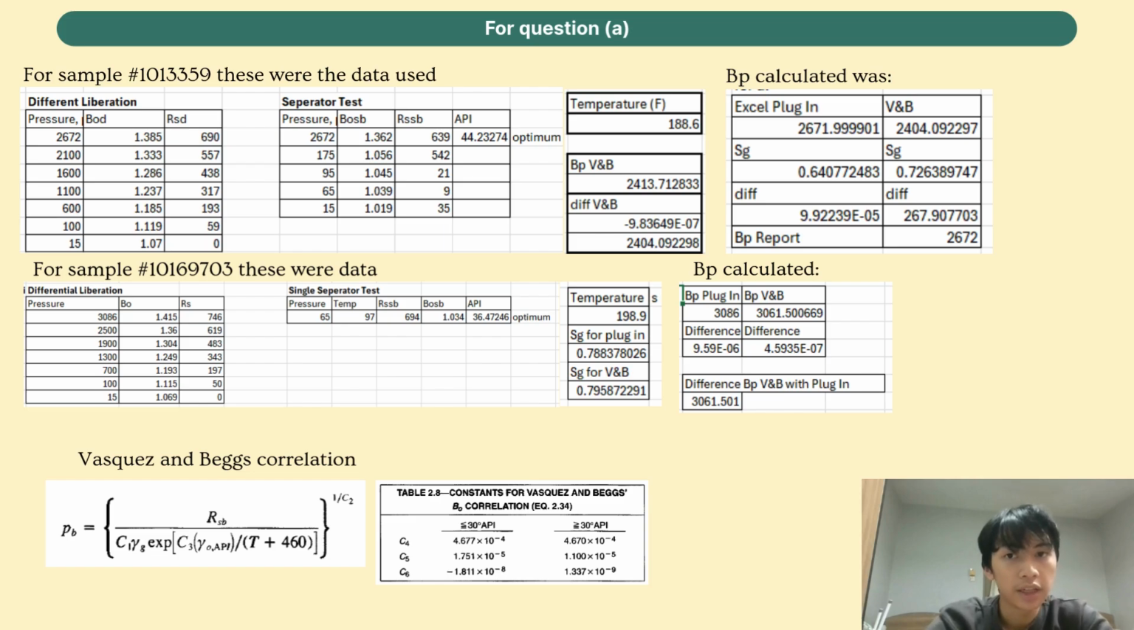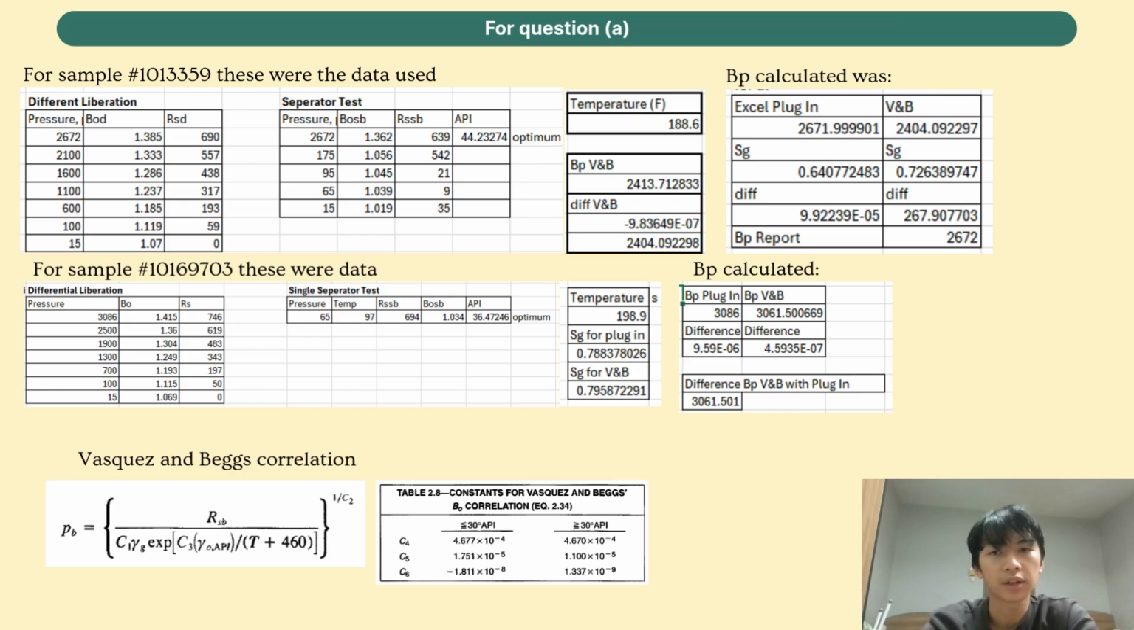So for question A, for the first sample, sample 1013359, we took the data from the different liberations and separator tests. We calculated the API, input it into the plugin, and got a bubble point of 2671.999901, which is close to the one in the report. But using Vasquez and Beggs, we get 2404.092297 psi, which is a bit far from what is in the report.